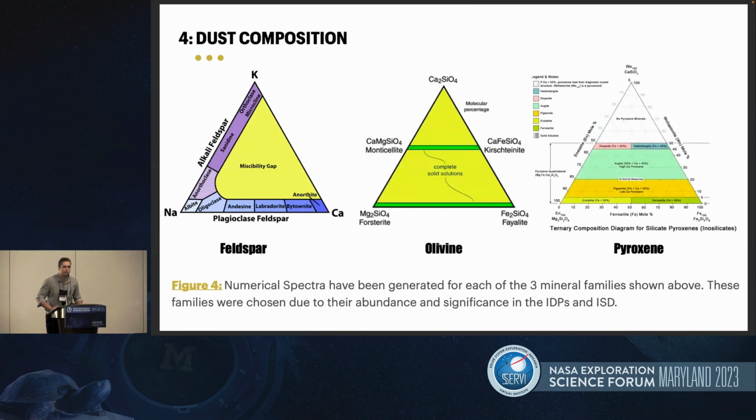We chose to focus on three mineral families due to their significance and abundance in the interplanetary dust particles. These would be the olivines, the pyroxenes, and feldspars. When we make a composition measurement for any of these three mineral families, what we're trying to do is place them on what are called ternary diagrams. So in the case of olivine, we can determine how much iron versus magnesium there is, as well as calcium inclusions. With olivine, the two green bands here represent fully soluble series. So we can have any composition between the two magnesium iron end members.